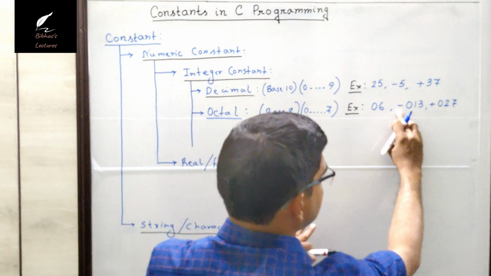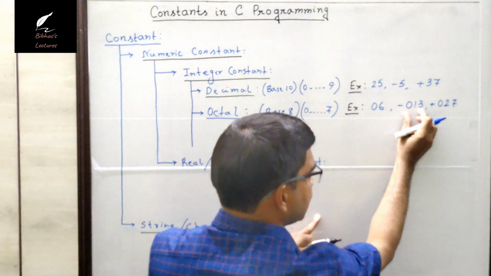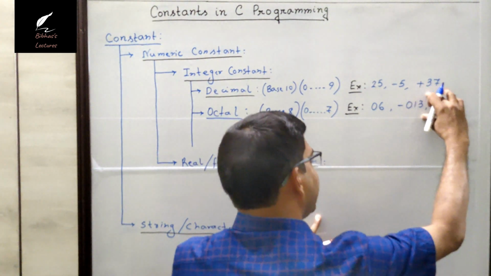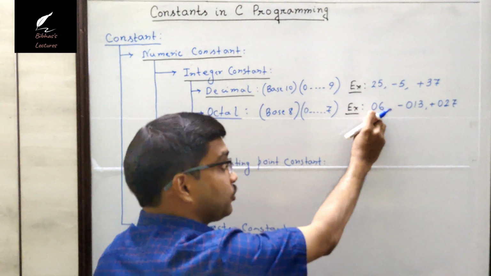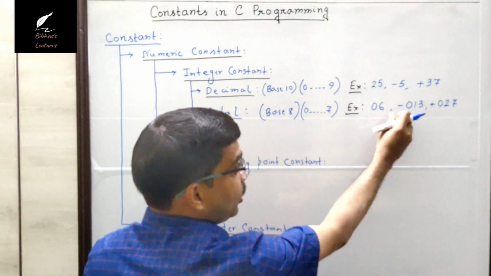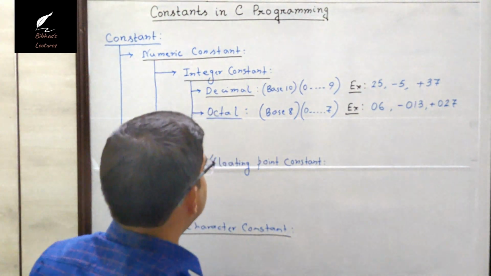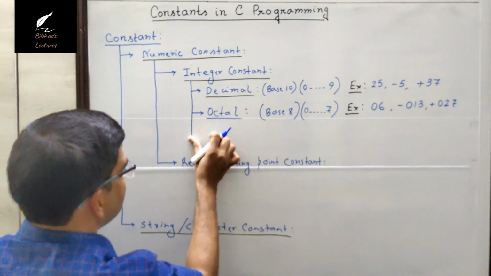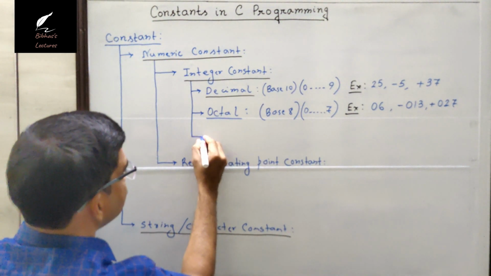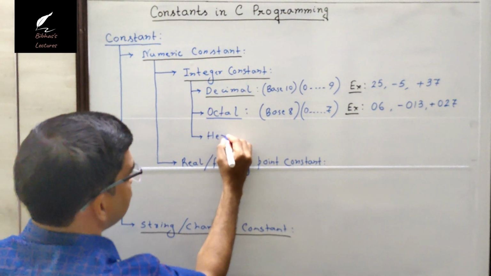So here in these two numbers we are using the sign along with the numbers. So these two are signed octal numbers, and this one is not associated with sign. So this is called an unsigned octal number. Okay. Now the next one or the last one is hexadecimal.